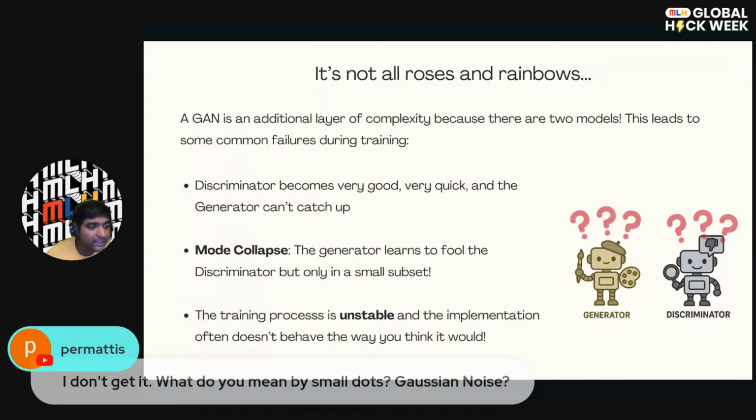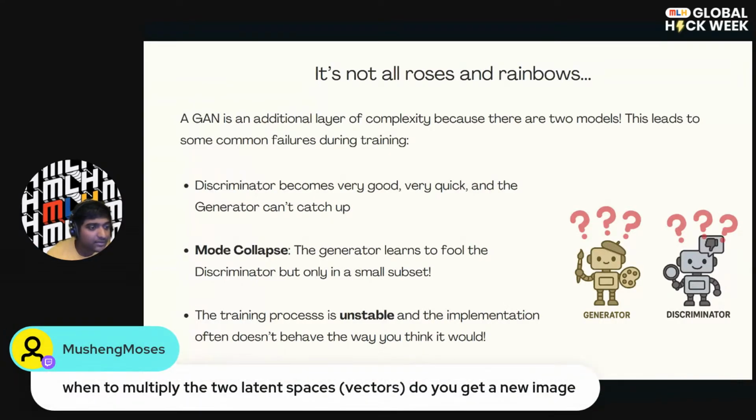When you multiply the two latent space vectors, do you get a new image? Sort of. If you take two vectors and get an average of them together, you get a new vector. You're not getting a new image. If you average them together, you get a new vector.